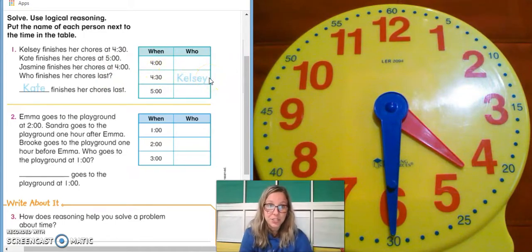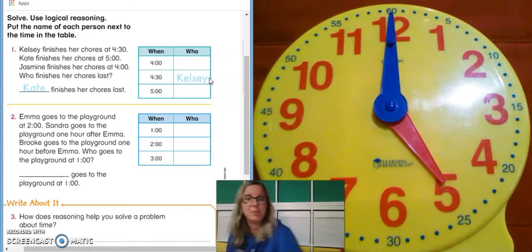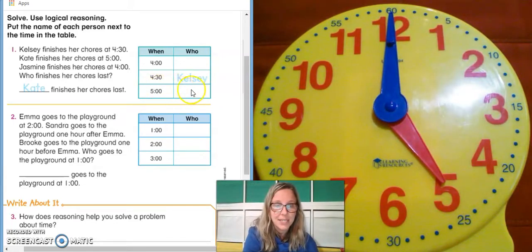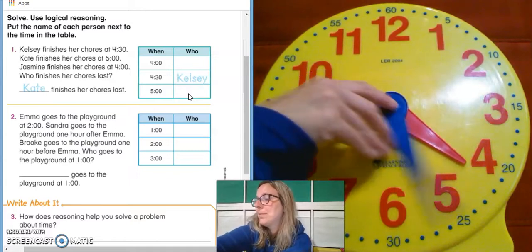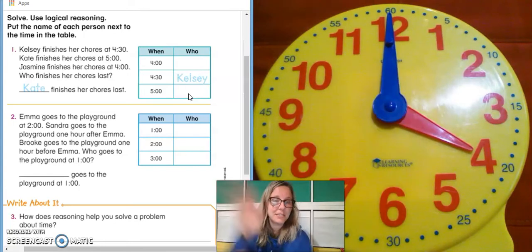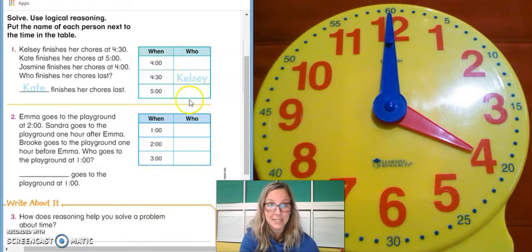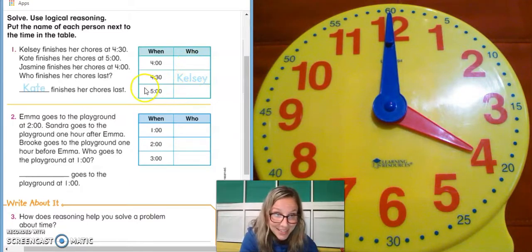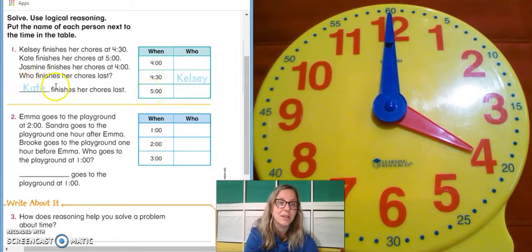It says Kate finishes her chores at 5 o'clock. So 5 o'clock would be here. And that would be Kate. So at 5 o'clock, we can write Kate, K-A-T-E. Jasmine finishes her chores at 4 o'clock. My squeaky clock. Okay, so at 4 o'clock, that is when Jasmine finishes hers. So who finishes their chores last? Well, if we have Jasmine, Kelsey, Kate, we know that Kate finishes hers last because 5 o'clock comes last. So on the line, you can put Kate.